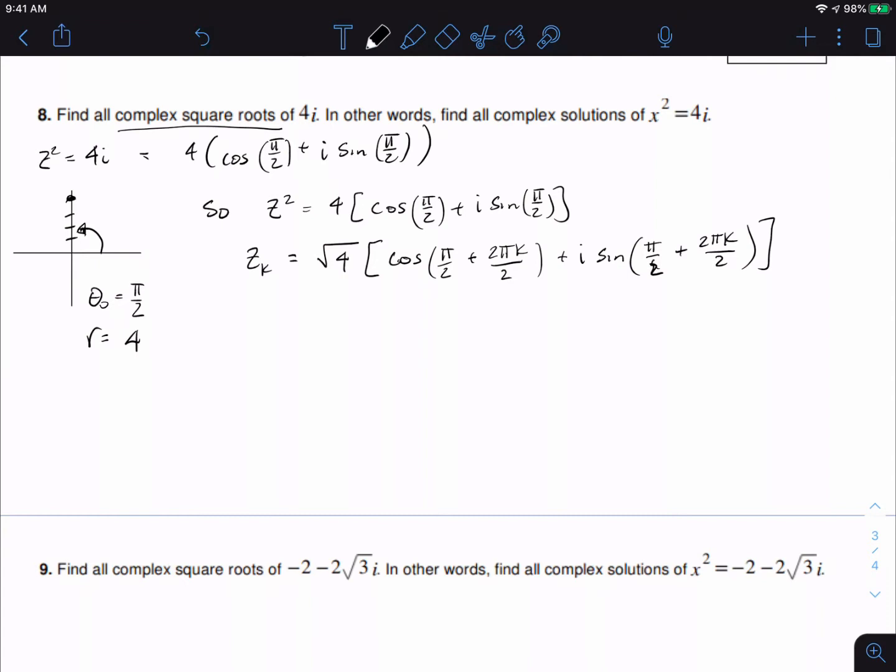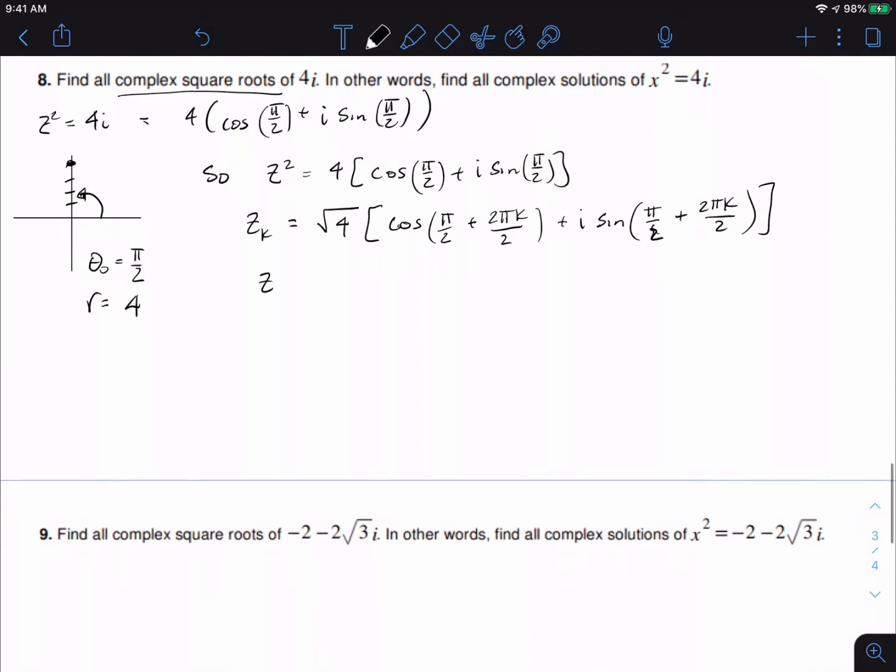So then we should have two solutions, and so our two solutions are going to be z sub 0 is equal to 2. Since it's 0, we're not going to add anything to it. We're going to get cosine of pi over 2 plus I sine of pi over 2. And so that's going to give me 0 for cosine. It's going to give me a 1 for sine, so I should get 2i.